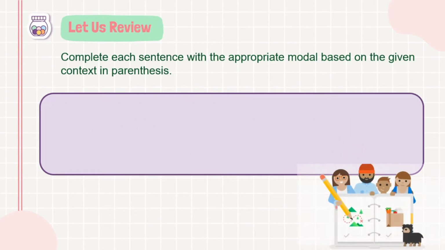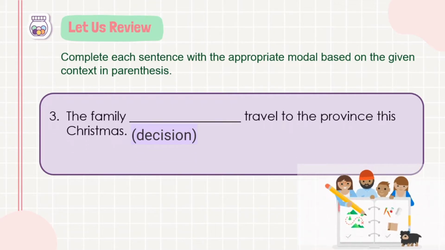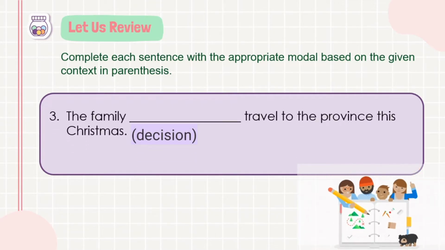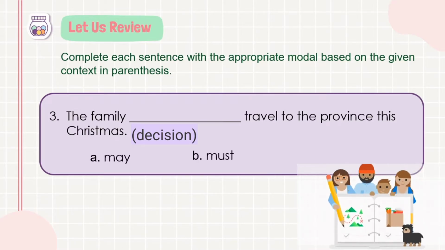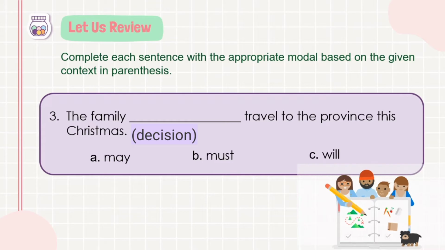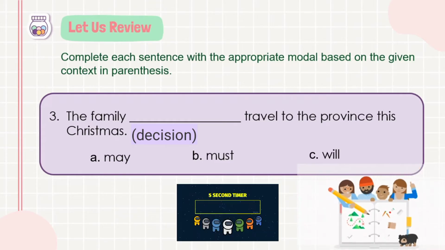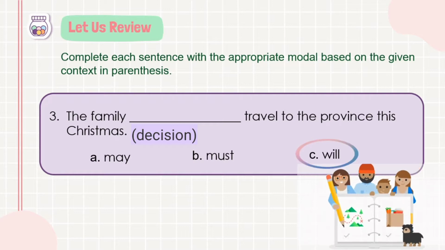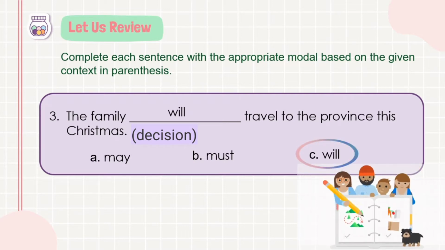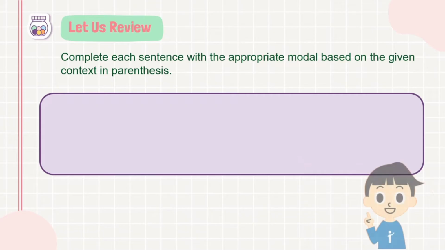How about number 3? The family blank travel to the province this Christmas. So what modal verb should be used that expresses decision? Is it A, may; B, must; C, will? Letter C. Correct.